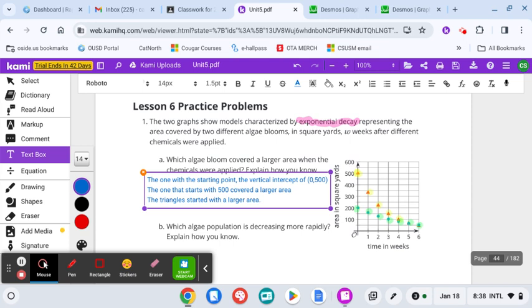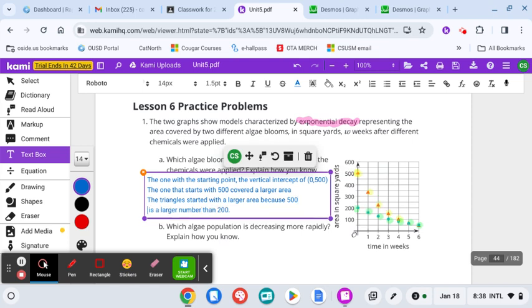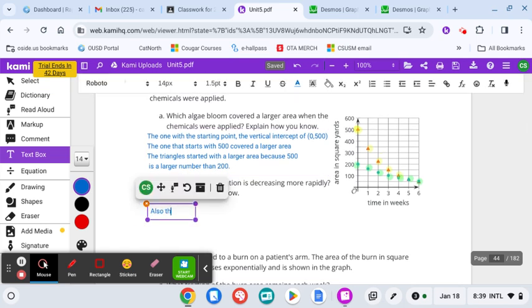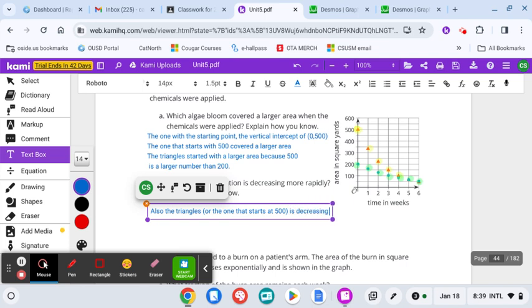And then how do you know? Because 500 is a larger number than 200, the starting point of the circles one, the blue one. Okay, so type your response in your own words. Which algae population is decreasing more rapidly? Also, the triangles, or the one that starts at 500, is decreasing more rapidly.